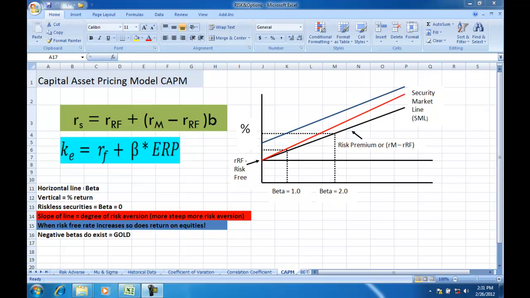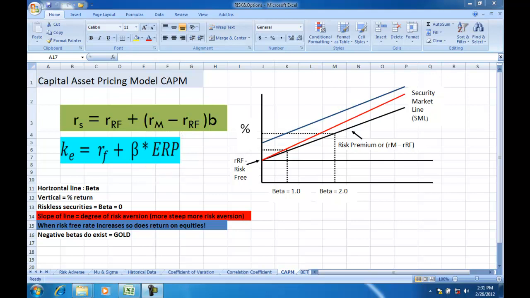Now let's look at the equation. This equation here says the return on a stock is equal to the risk-free rate plus the difference between the risk of the market minus the risk-free rate times beta. Now the risk-free rate is the rate of return for a treasury security. Now the risk of the market, or the expected risk premium here, is the quantifiable risk to own equity over treasuries.